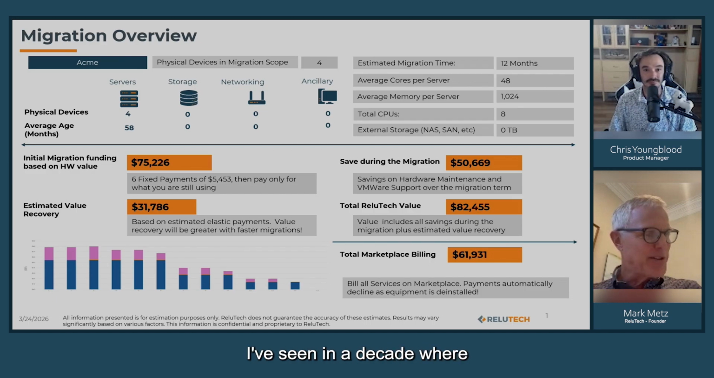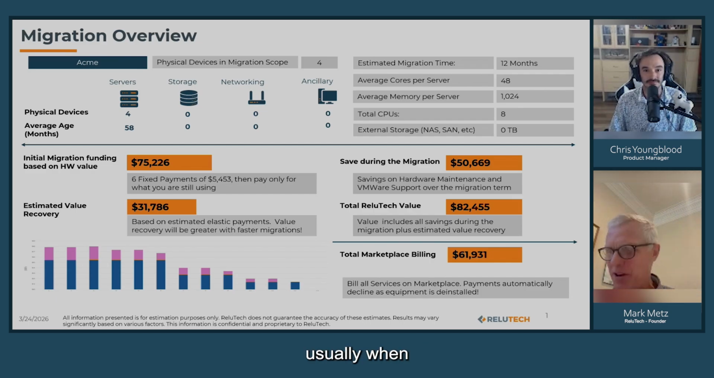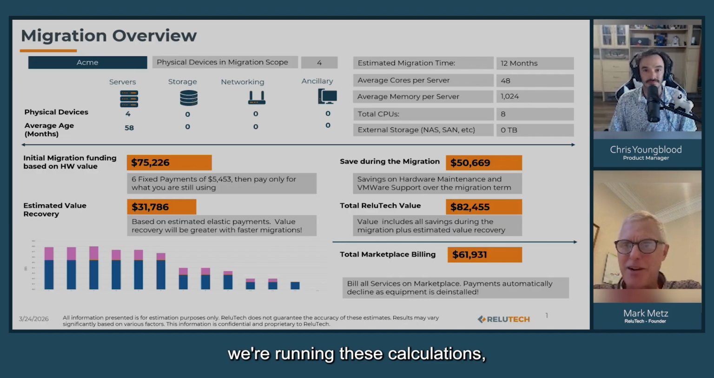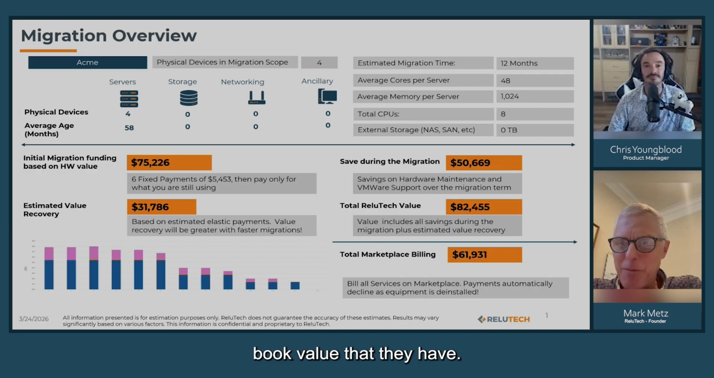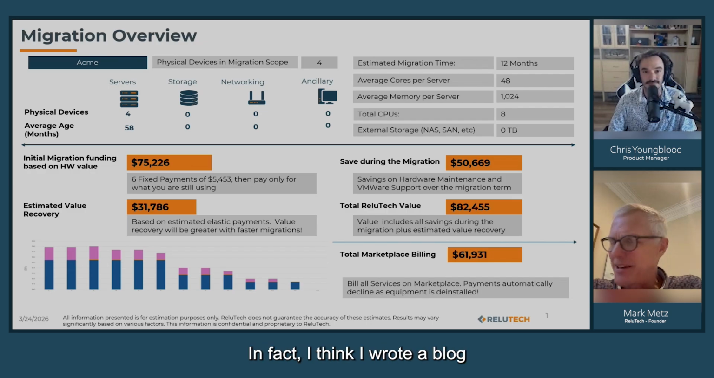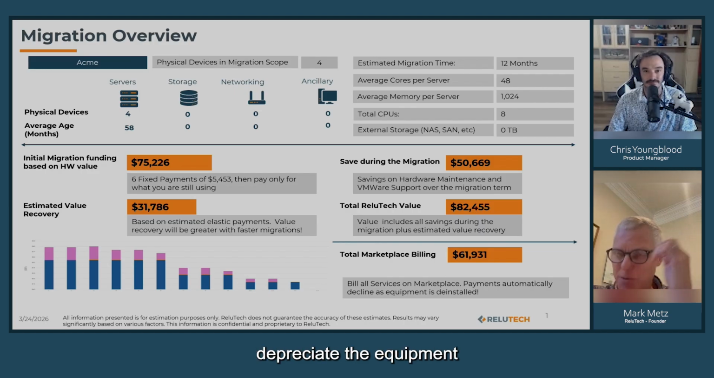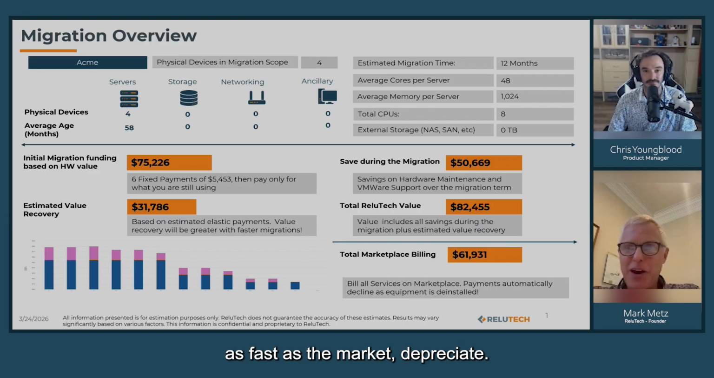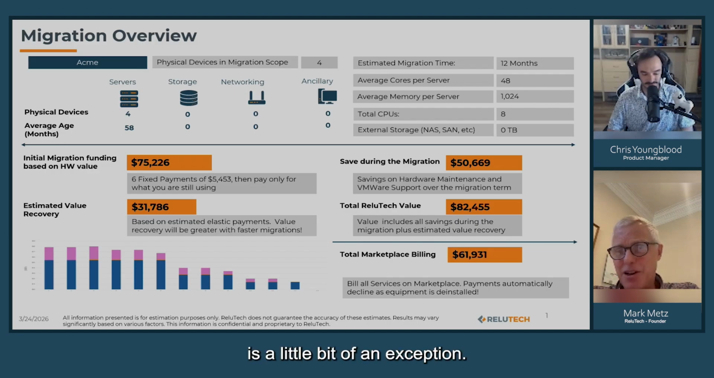This is one of the first times I've seen in a decade where usually when we're running these calculations, the funding that we get is greater than the company's book value that they have. And that's really unusual. In fact, I think I wrote a blog a few years ago: why is my equipment always worth less than the book value? And it always is, traditionally, historically. The customers don't depreciate the equipment as fast as the market depreciates. Well, this right now is a little bit of an exception.